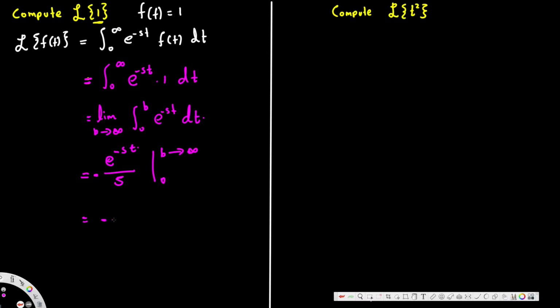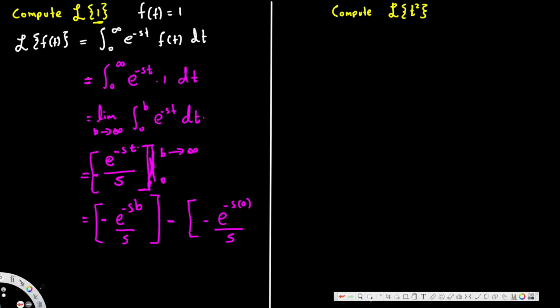First let's substitute b. Since we are integrating with respect to t, the t will be replaced with b. So this is e power negative sb, and the denominator remains the same. We just substituted b first, then we have to substitute 0. Let me put a bracket right here. Then we have to substitute 0, minus negative e power s times 0 divided by s. After that, since b goes to infinity, we substitute infinity for b.